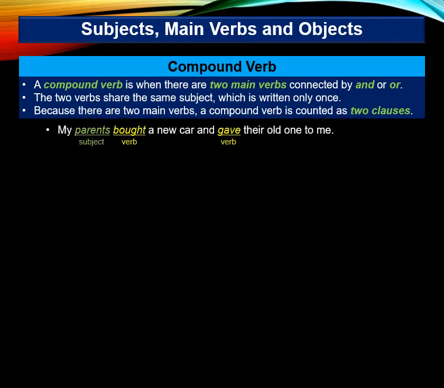My parents bought a new car and gave their old one to me. The compound verb is bought and gave, and they both have the same subject, parents. We lost the first two games, but then won the next 7 games. We lost, but we won.